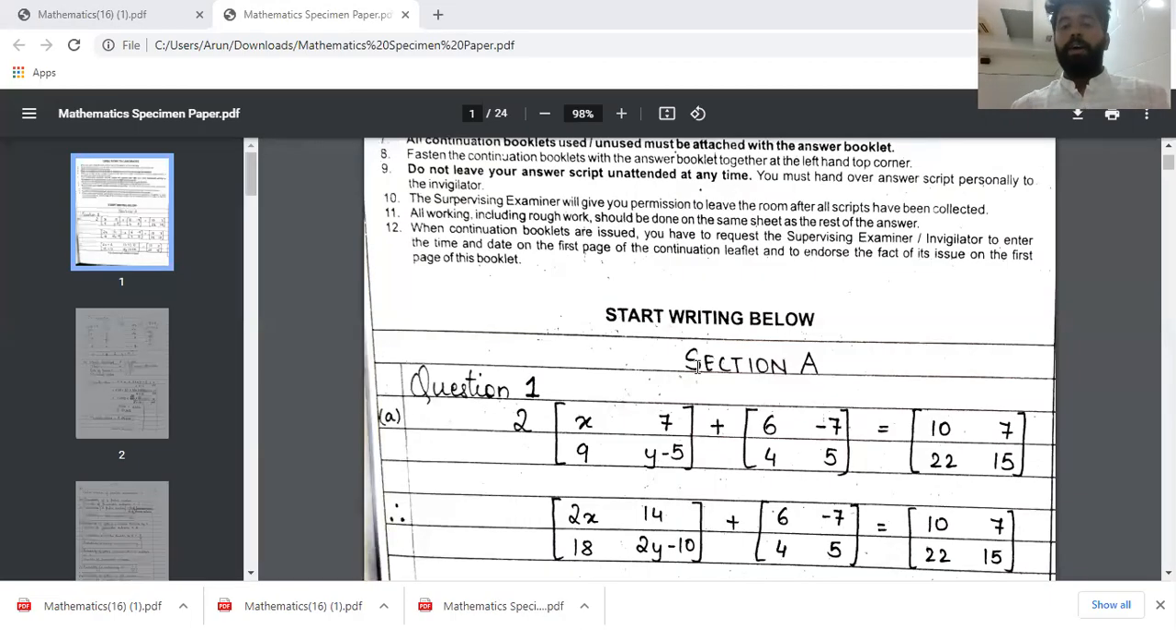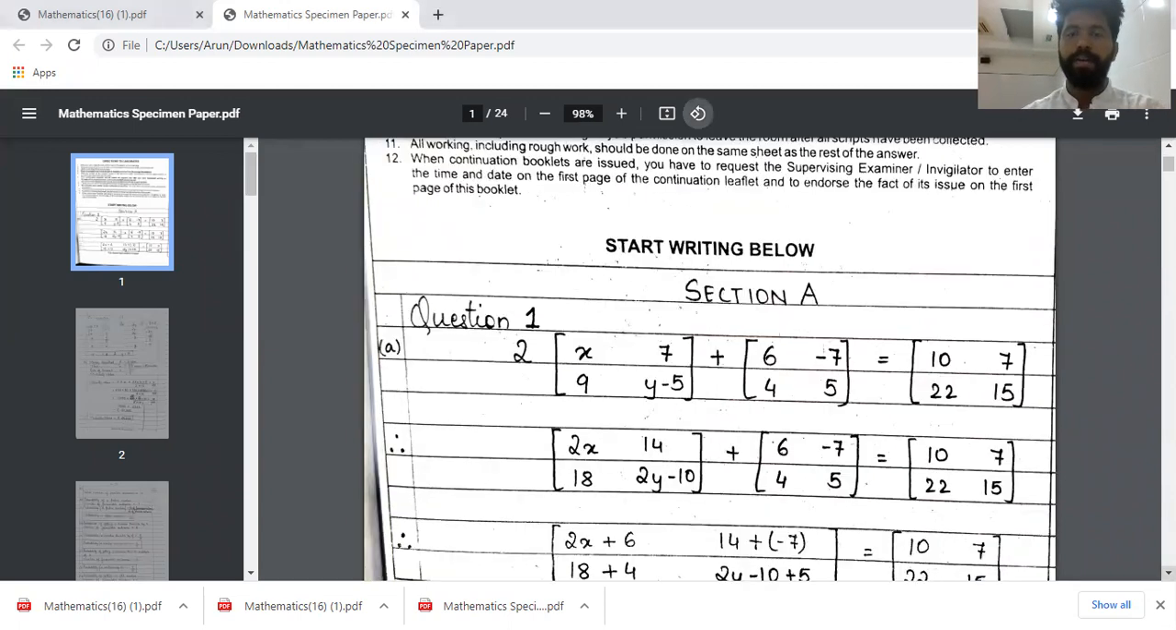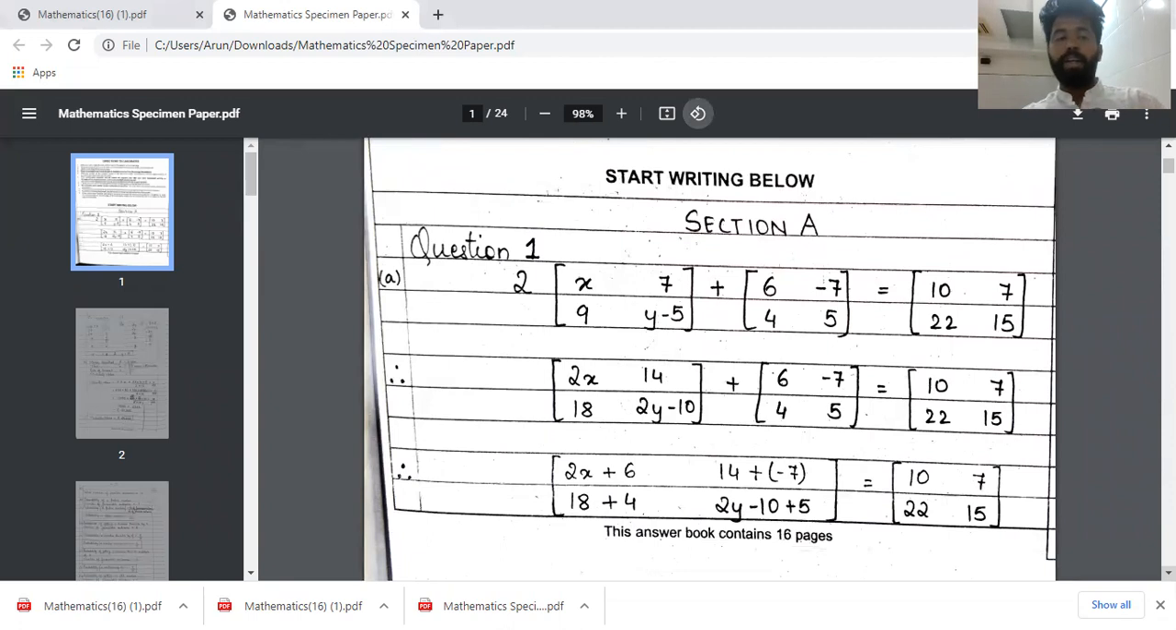So now we are going to start with the paper presentation. This is a specimen paper that has been solved. यहाँ पे you need to look at the presentation of the paper. You can see we've properly written the given question 2 into x, 7, 9, y minus 5, 6, minus 7, 4, 5, 10, 7, 22, 15.